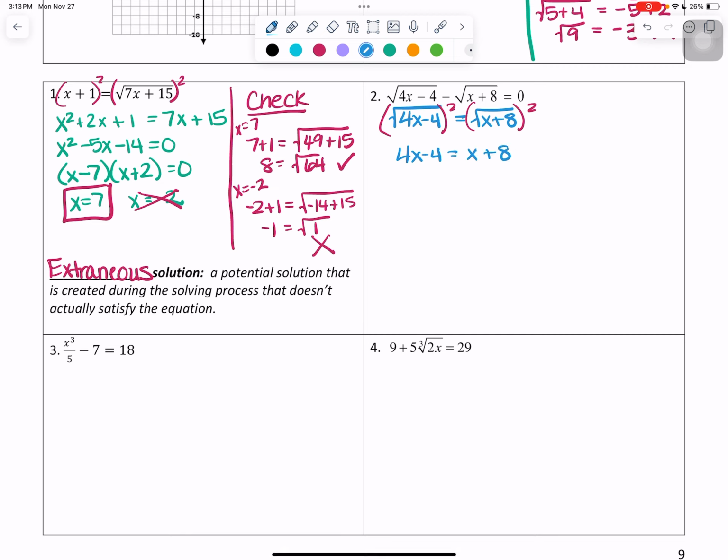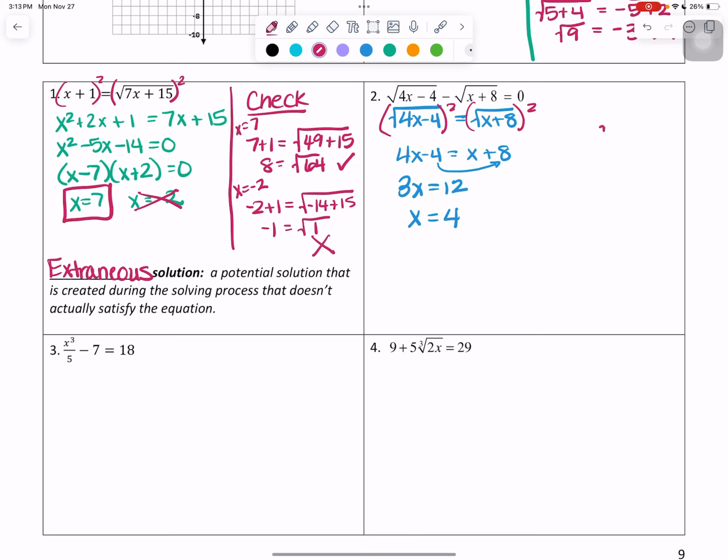So you have 4x minus 4 equals x plus 8. I would move your x's to one side. So I'm going to subtract x, so I get 3x. And I'm going to move this 4 over there by adding 4. So I get 3x equals 12. To get x by itself, you must move the 3. It's 3 times x, so the inverse of that is dividing. So I divide by 3 and I get x is 4.